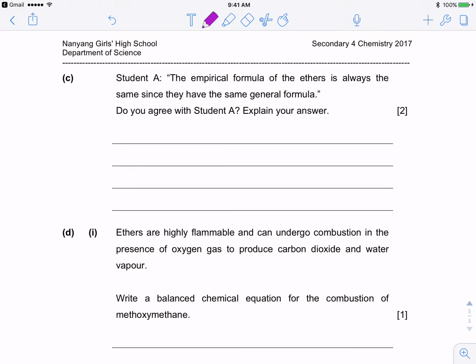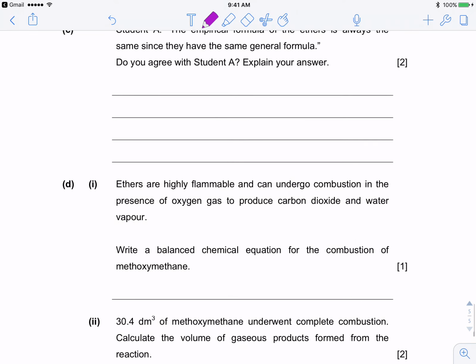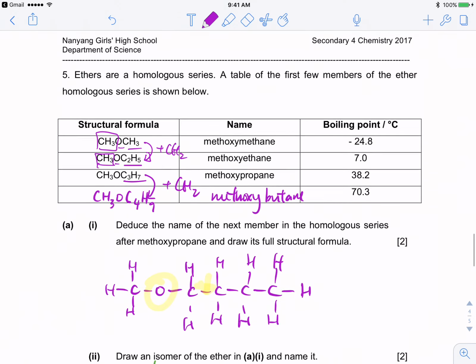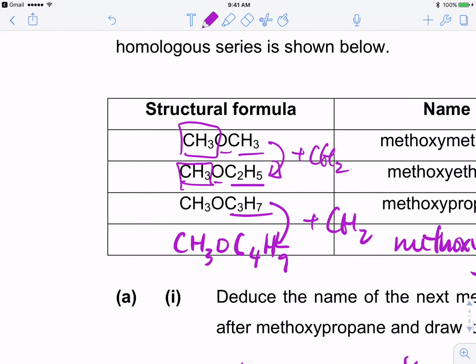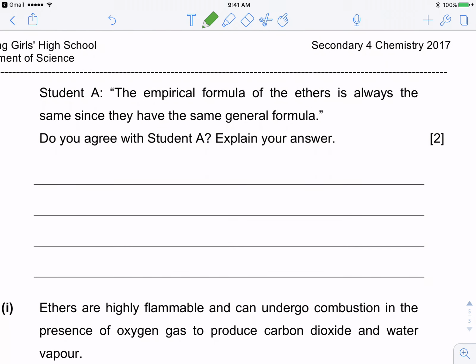Student A says the empirical formula of ethers is always the same since they have the same general formula. Do you agree, student A? Explain your answer. No, you should not agree with student A. Why is that so? You can try writing the empirical formula here. Okay, what's the empirical formula for the first one? Let's try the molecular formula first. C2H6O. So that's the same as the empirical formula. Let's look at the second one. C3H8O. Okay, it will also be the same as the empirical formula. But note that these two are not the same. Okay, so you say no.